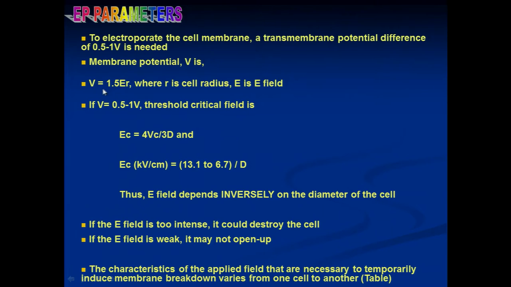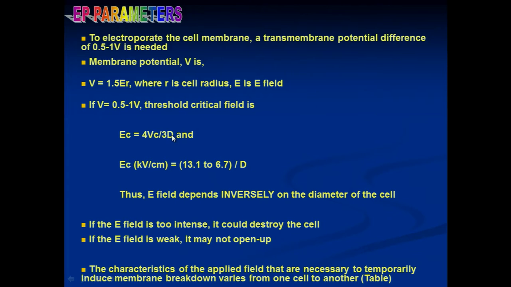Using this equation, we can calculate the threshold electric field to give rise to the opening of the pores. So E equals V divided by 3 over 2, over R, assuming V equals 0.5 to 1 volt. We can write E critical, the critical electric field we need to allow electroporation to happen, as V critical divided by 3D.